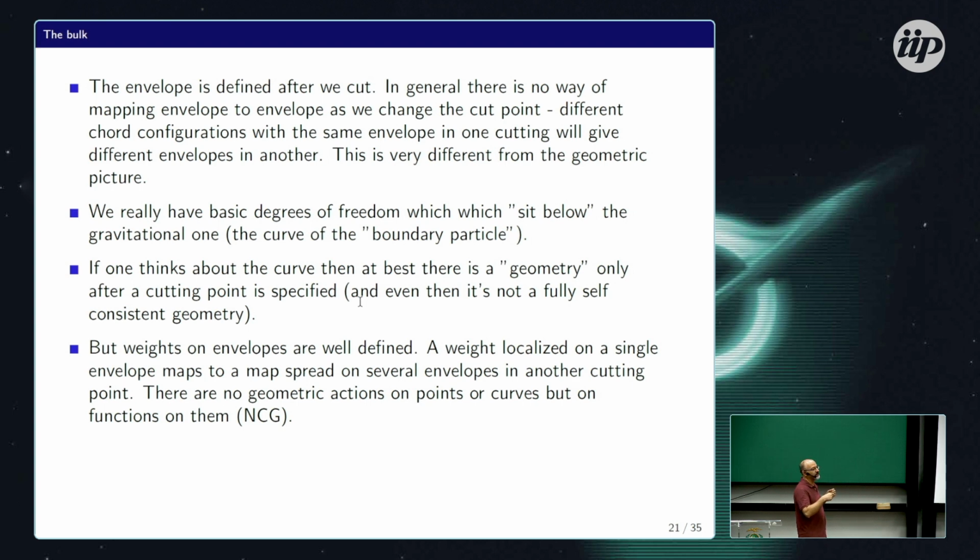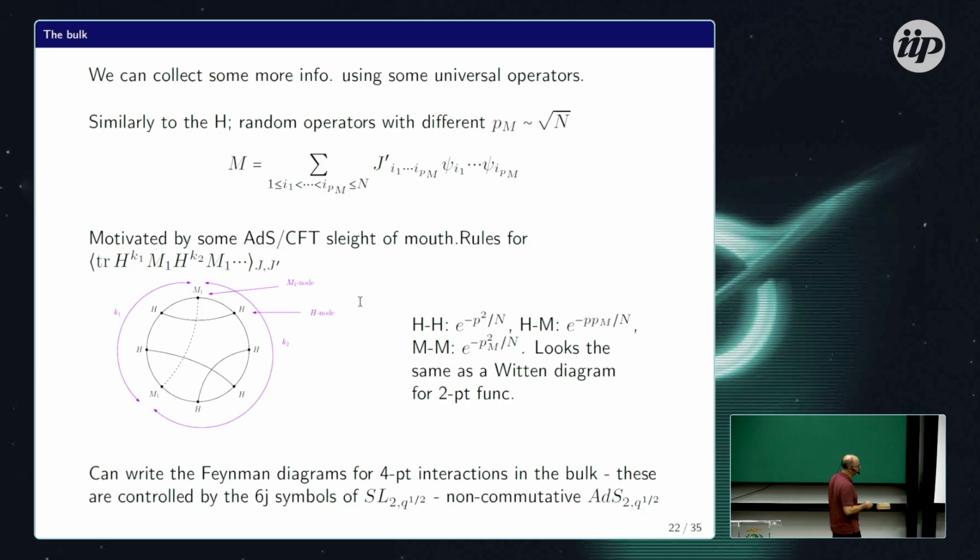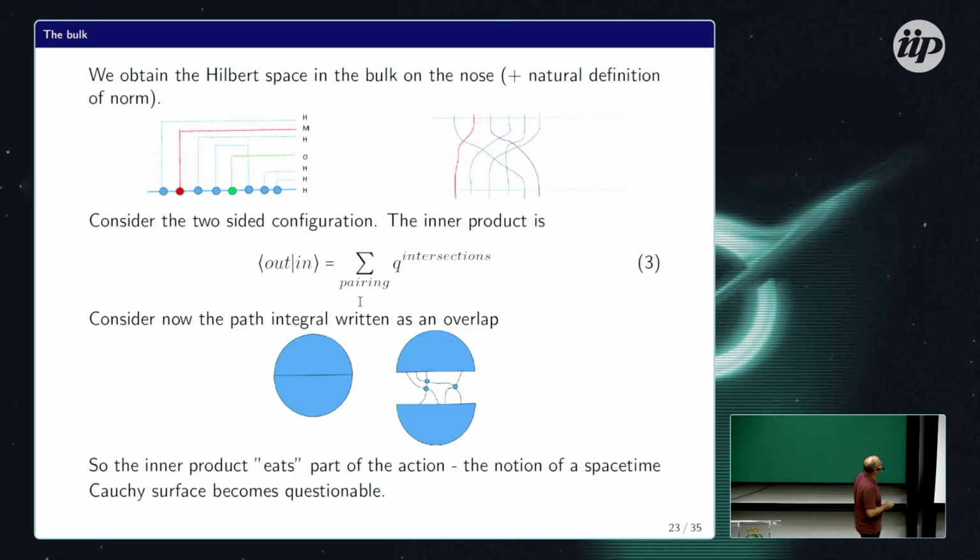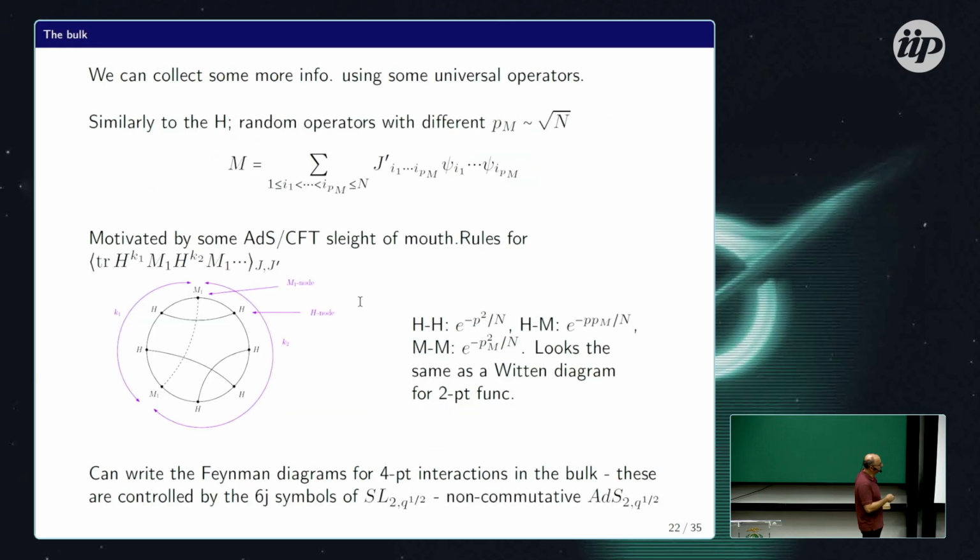But weights on envelopes are well defined. If I assign some weight to an envelope or to a chord diagram, that transforms well, and it's related to why you have non-commutative geometry. Let's see, okay, I want to maybe just spend a few minutes on this.